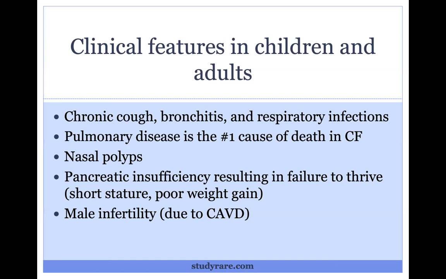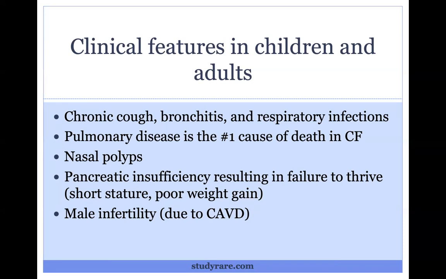And then pancreatic insufficiency, and this isn't just limited to the neonatal period. You can also see it in children and older adults. And indeed, people with CF tend to have short stature, so they tend to be shorter than normal. They don't gain weight well, and that's due to that pancreatic insufficiency.